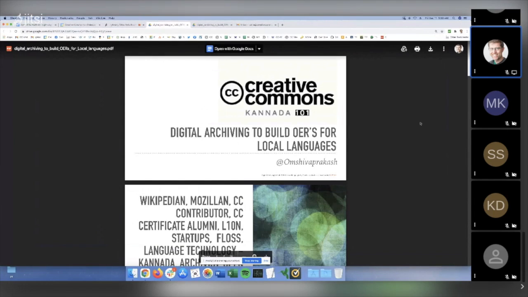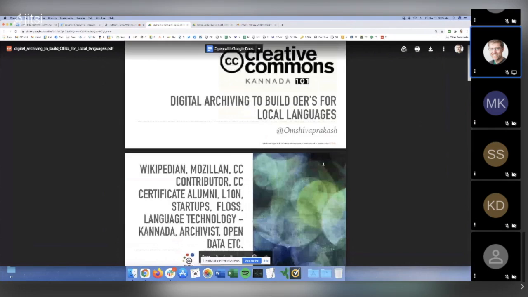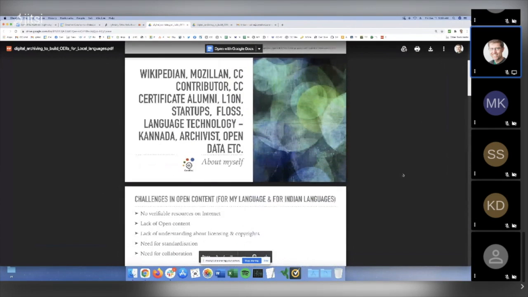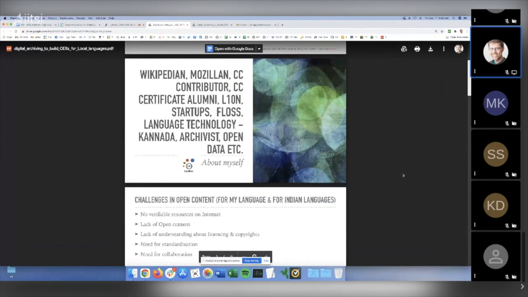I'll just quickly go to the next slide. I wanted to talk to all of you about the digital archiving requirements for building OERs in local languages. This becomes very important for a country like India, where we speak hundreds of languages. And this is quickly about myself.